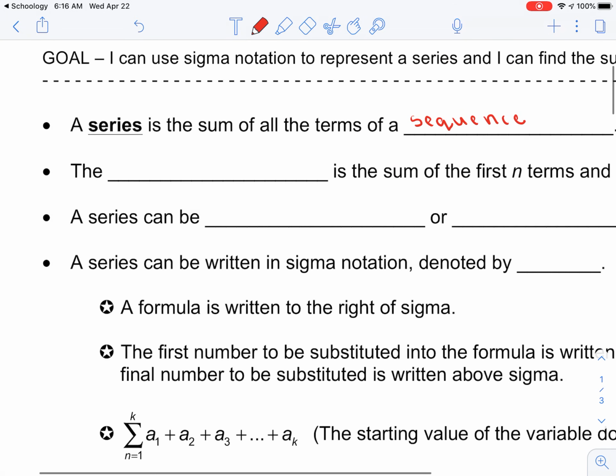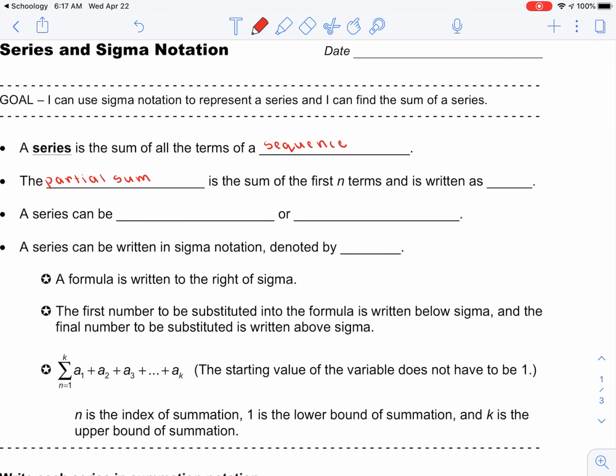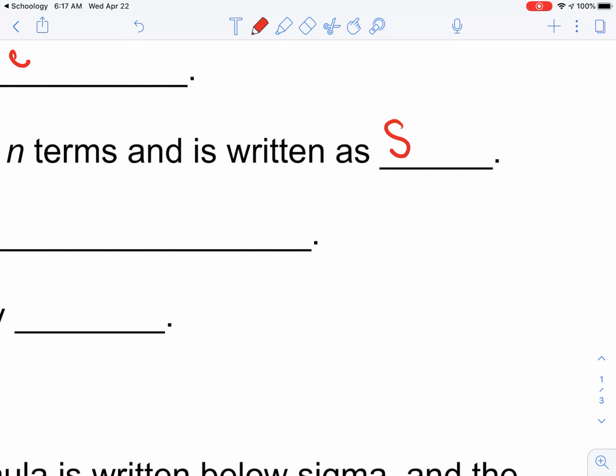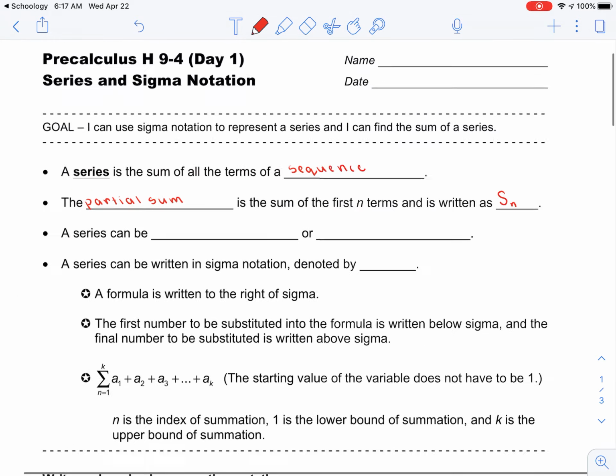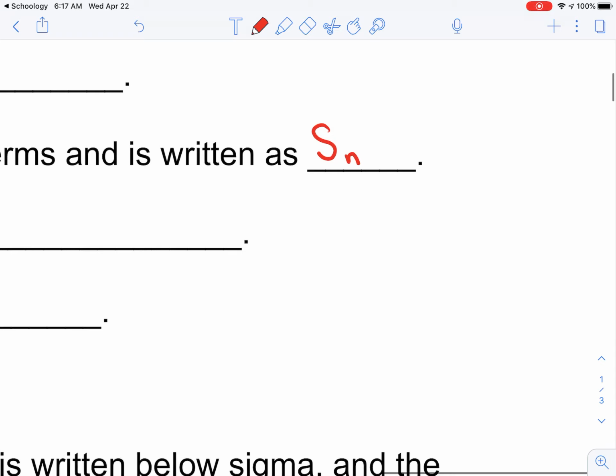Now, the partial sum is the sum of the first n terms and is written as S sub n. So if I said S sub 5, you would find the sum of the first 5 terms.